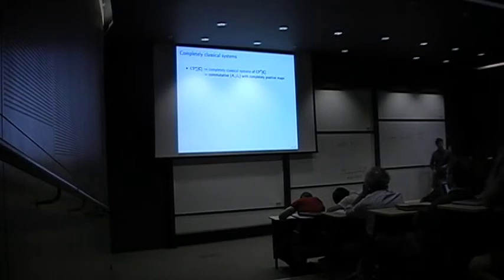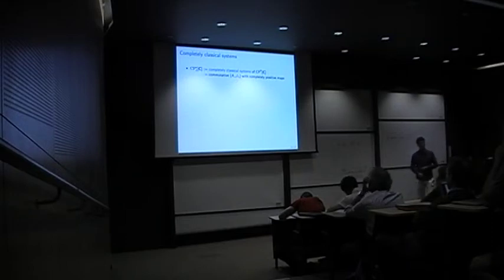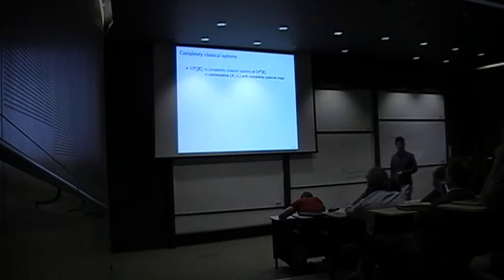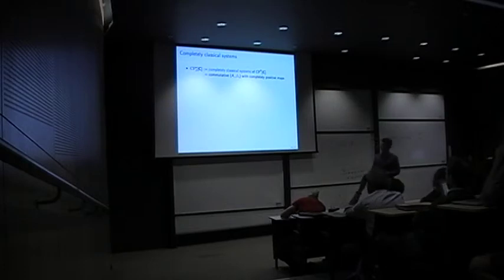So now let's do our story in the abstract. Remember, we started with some category C. We built a new category CP* out of it. We can now restrict attention to the subpart of CP* of just the completely classical systems, the commutative ones.